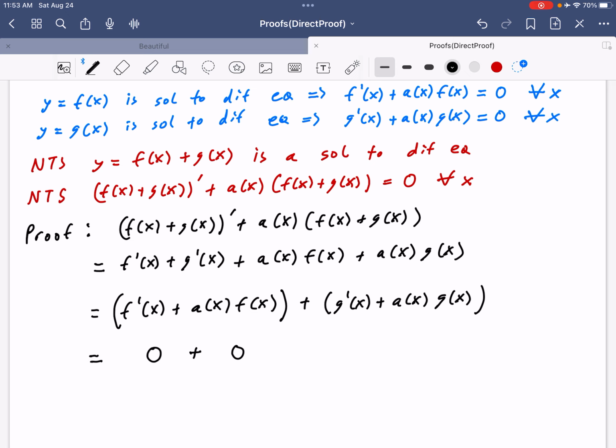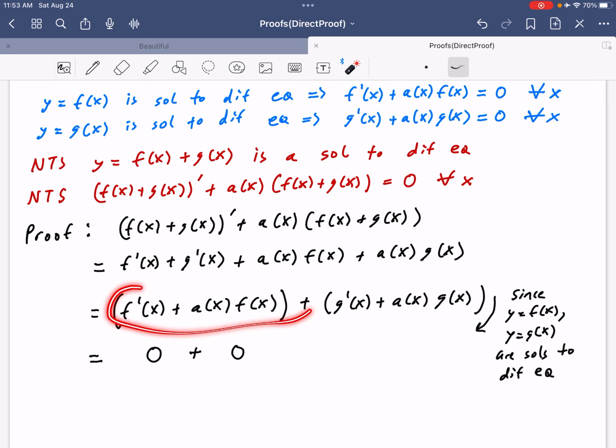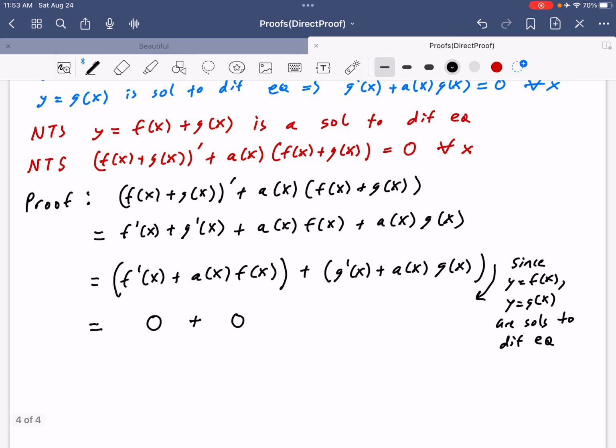So you could do something like off to the side, just include since y equals f of x, y equals g of x, are solutions to the differential equation. So you could just remind the reader that the reason you're replacing this and this with 0 is because these things are solutions to the differential equation, and that is covered back up here. Again, people would argue about whether or not that's really necessary, but just to be overly safe here, we're including it. And then we have that this, well, 0 plus 0 is 0.